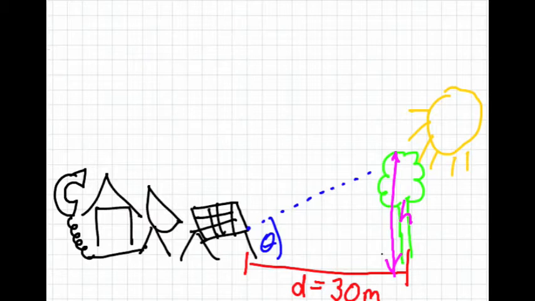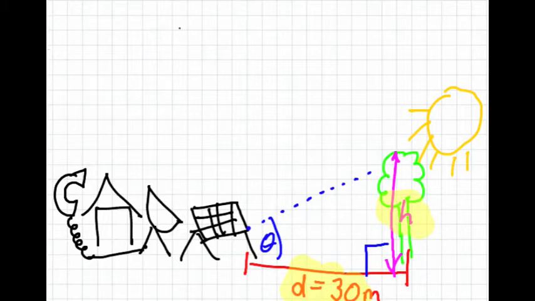Now, we've formed a triangle here. There's the right angle. We've got our triangle. We've got the hypotenuse. We've got the opposite, and we've got the adjacent. So we can use the tan ratio to find the height of this tree.